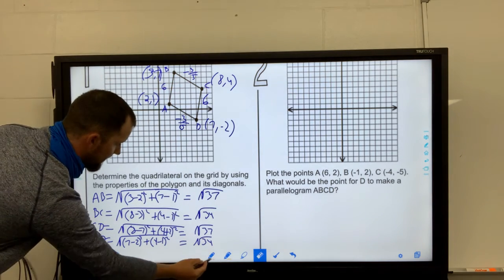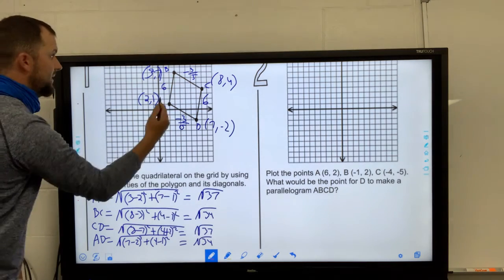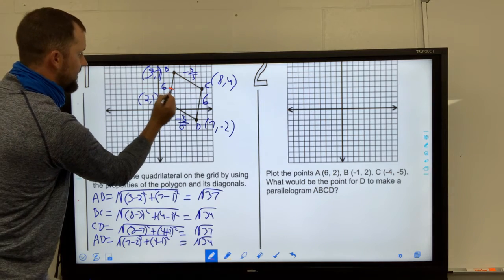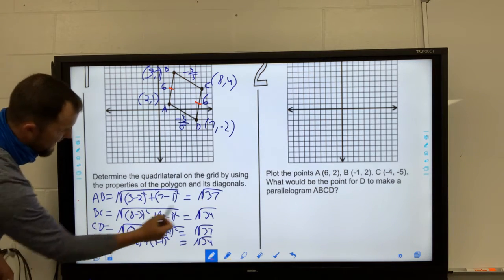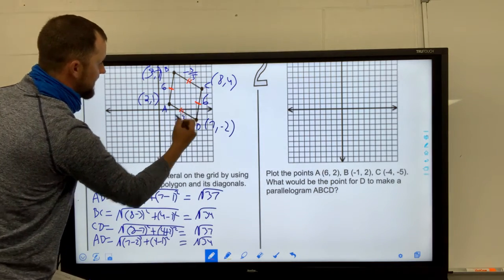I'm going to do this in a different color. So A to B is 37 and C to D is 37. So that means this line right here and this line right here are congruent. And then it looks like B to C and A to D are 34. So this line right here and this line right here are congruent.